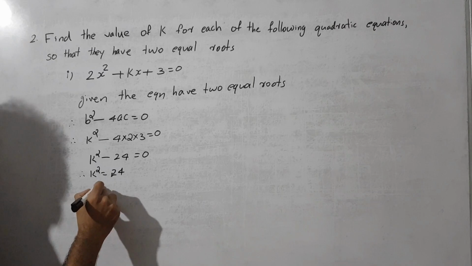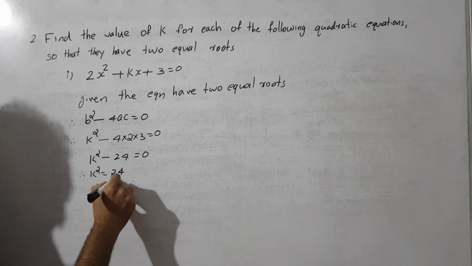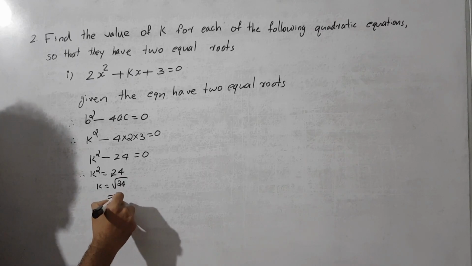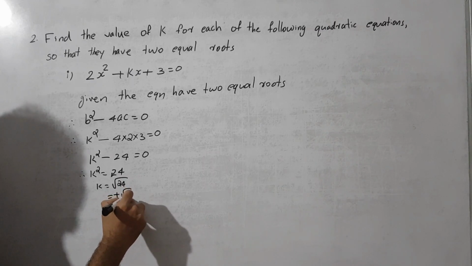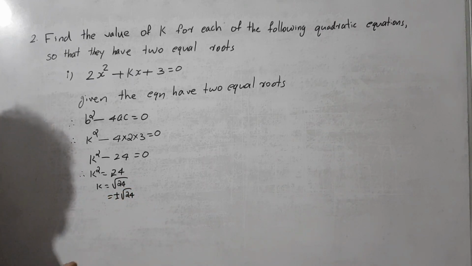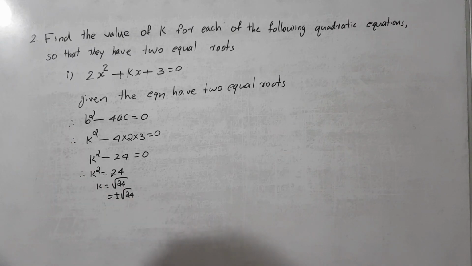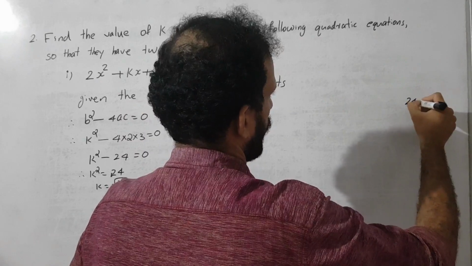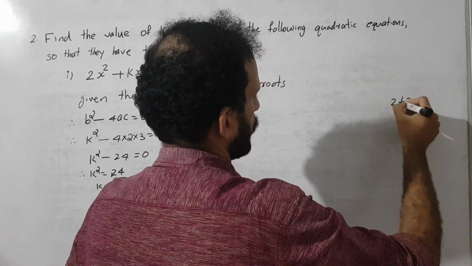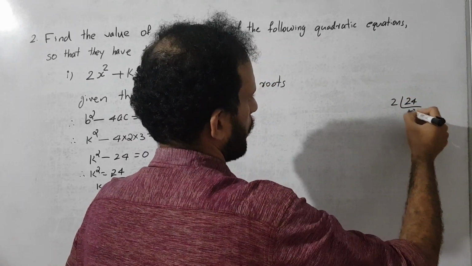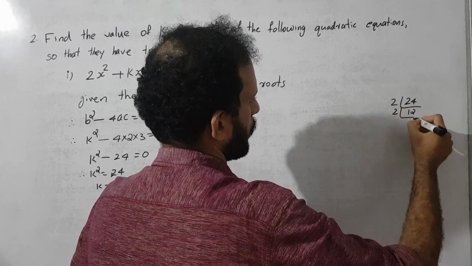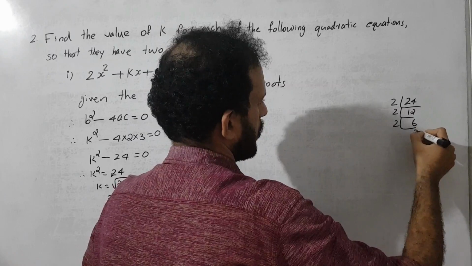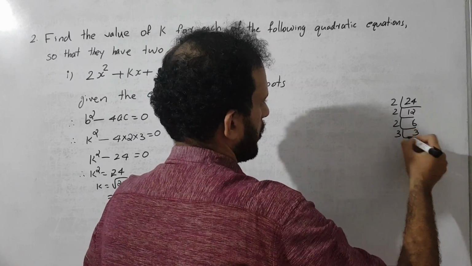Then k is equal to root 24. What is the square root of 24? Then we write plus or minus root 24. Correct? Then we can factorize 24, it is possible to reduce. We check 24, what do you get? 2, 12, then 2, 6, 2, 3, 3, 1.